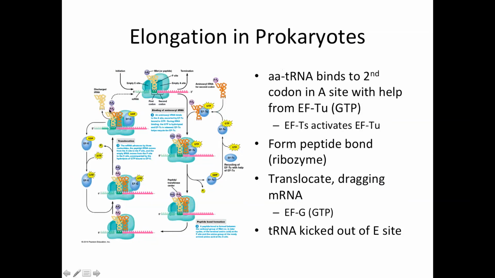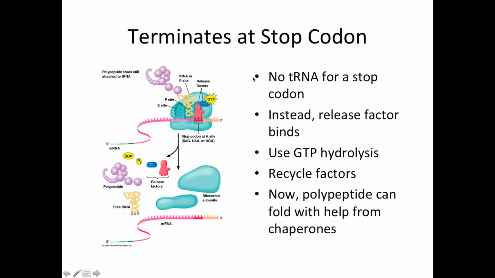Because that tRNA is in the exit site, it can then be kicked out, and then we just have one tRNA in, and we have room now to bring in a second one. And this process will be repeated over and over and over again until we build our full chain. And then we will eventually get to our stop codon.